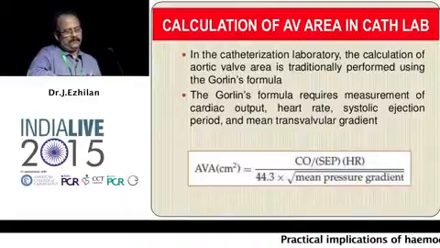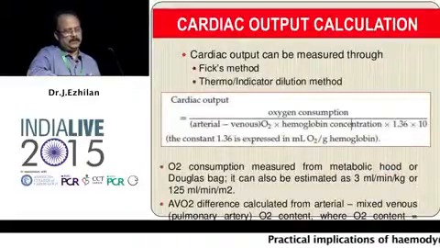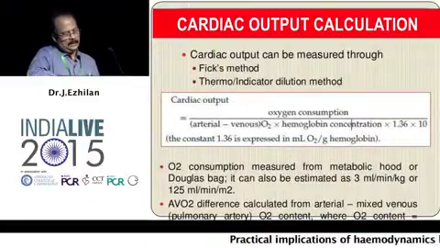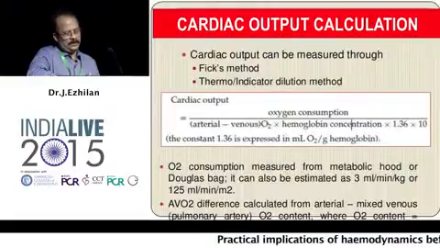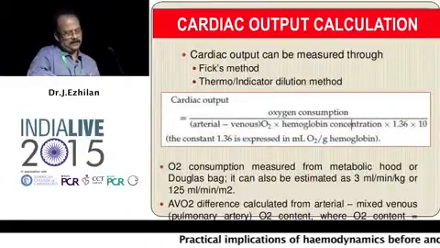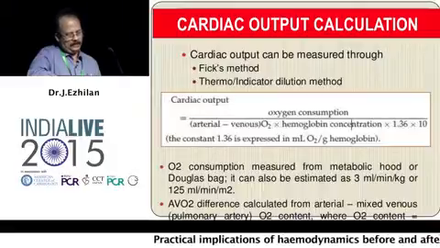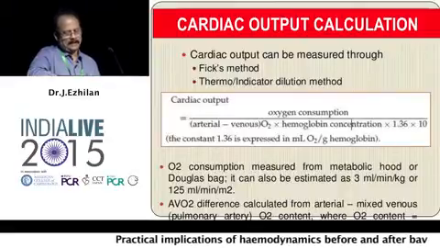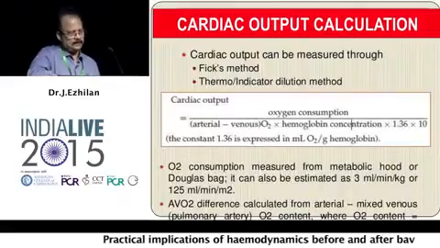Usually you can do it by the Fick method or the thermodilution indicator method. In low output states, it's better not to use the thermodilution. For cardiac output, we usually don't use the oxygen consumption by the metabolic hood or Douglas bag method because it is cumbersome. We are just assuming the arteriovenous oxygen difference and the oxygen consumption, which can have an error of 30 to 40%.